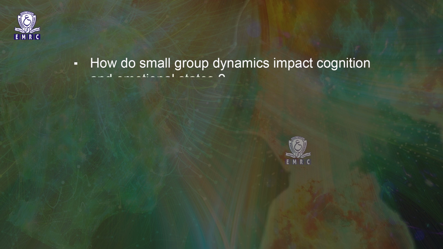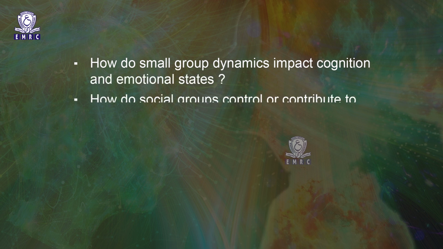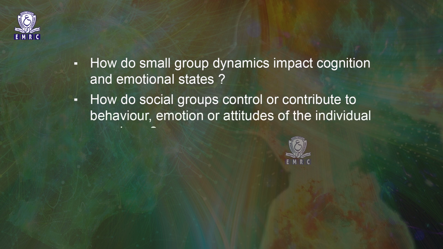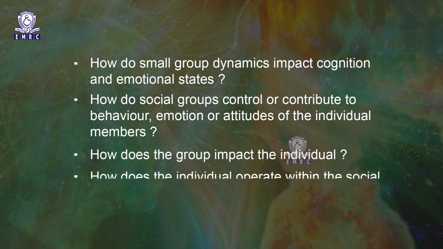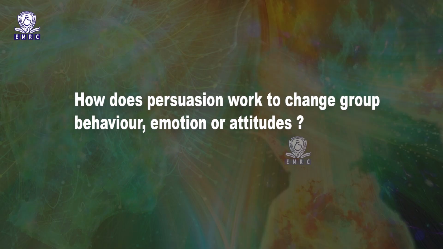This includes social perception, social interaction and many kinds of social influence like trust, power and persuasion. It deals with questions like how do small group dynamics impact cognition and emotional states? How do social groups control or contribute to behavior, emotion or attitudes of the individual members? How does the group impact the individual? How does the individual operate within the social group? It tries to understand the influence that individual perceptions and behaviors have upon the behavior of the groups. How does persuasion work to change group behavior, emotion or attitudes?